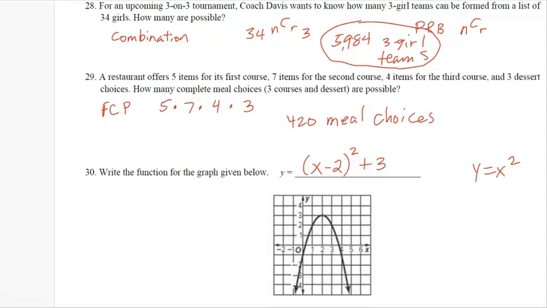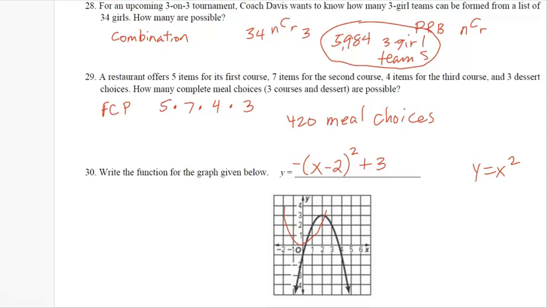And the parent, which would be this, that's how the parent started. We've done the shifting, and it's also been flipped upside down. The way we show that in our equation is we put a negative in front of the parentheses. So that is your answer for number 30. So this concludes the review.